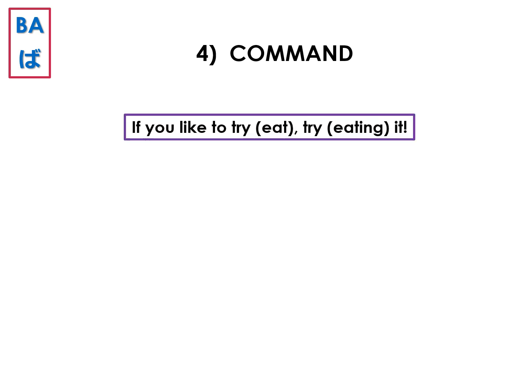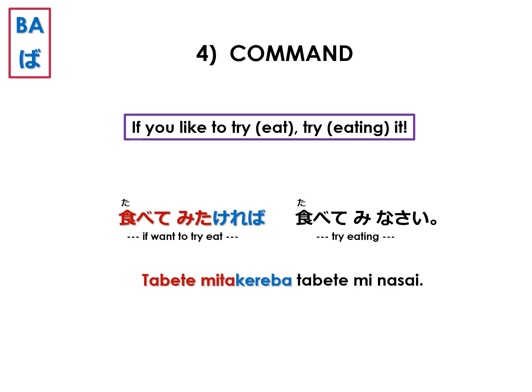If you like to try, try it. In Japanese, 食べてみたければ食べてみなさい。 Now you may wonder, isn't eating an active action? Yes, but grammatically speaking, the tai conjugation turns verbs into adjectives. So, 食べてみたい or want to try eating is technically an adjective, and its conditional is 食べてみたければ, if you want to try to eat. So this is perfectly okay here.